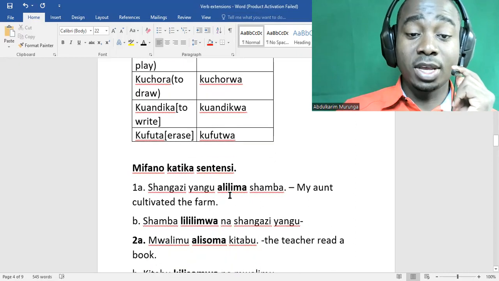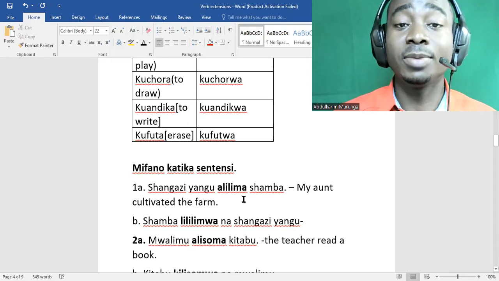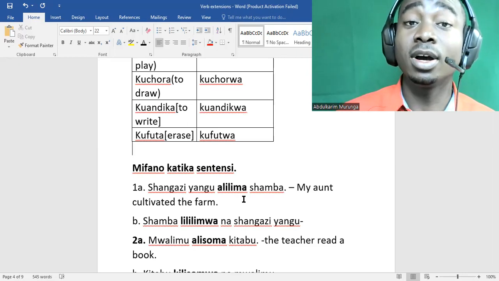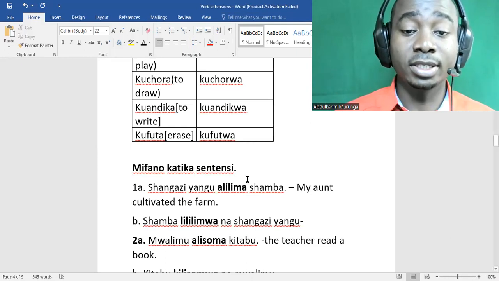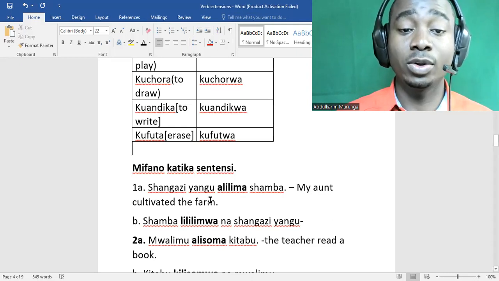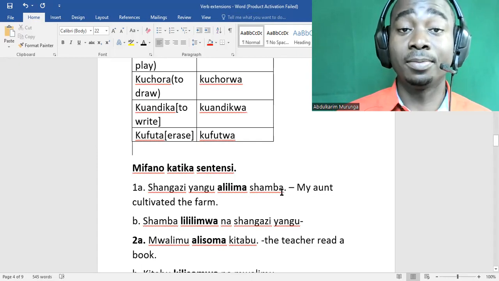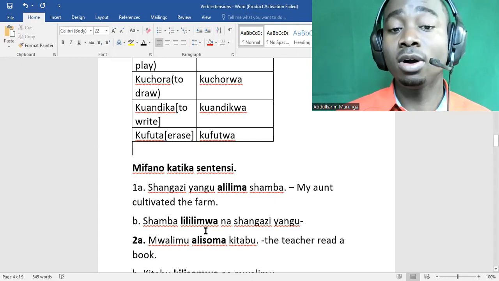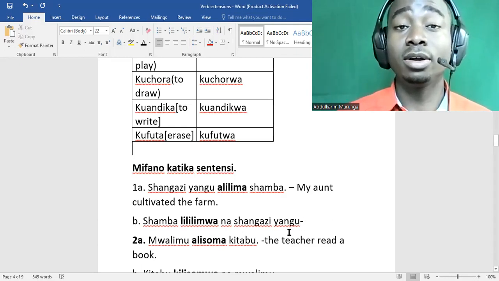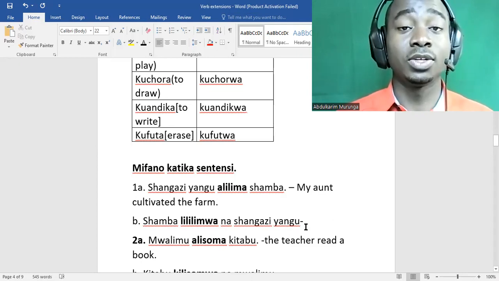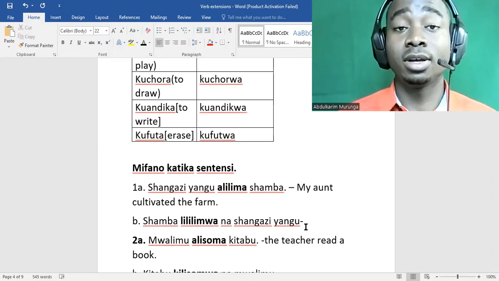So we start with the examples here. The first example is: Shangazi yangu alilima shamba. My aunt cultivated the farm. When you want to make the verb passive, we start with shamba, which is a farm. Shamba lililimwa na shangazi yangu. The farm was cultivated by my aunt.